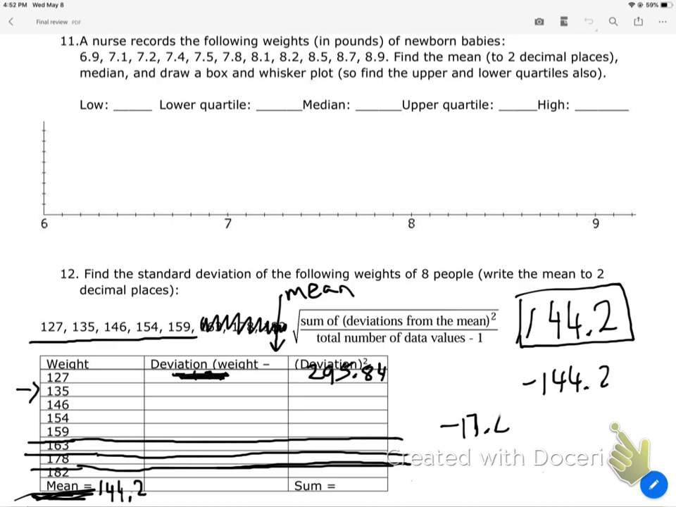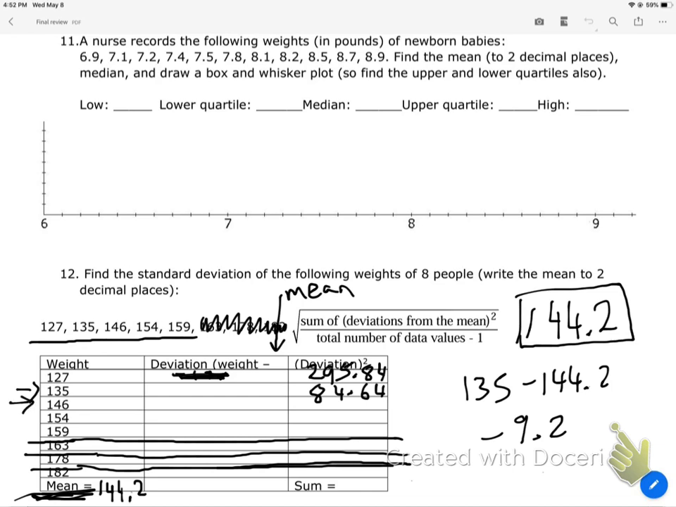Okay, right, let's look at the 135. So I've got to do 135 minus 144.2. Again, what's the difference between that and the actual mean? So 135 minus 144.2 equals negative 9.2. Okay, so when I square negative 9.2, I get 84.64.